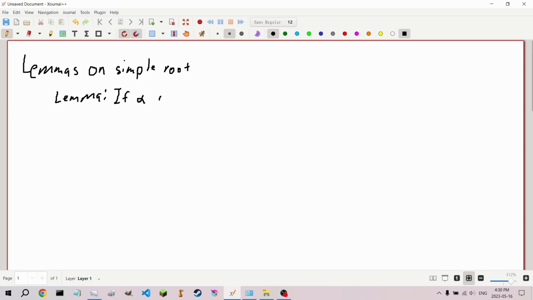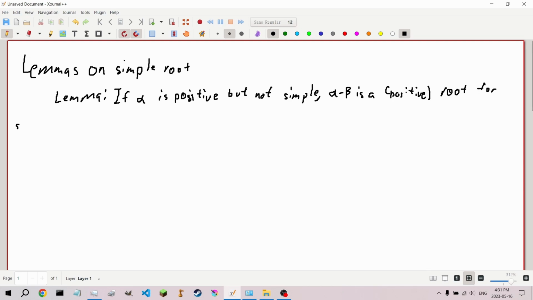If alpha is positive but not simple, then alpha minus beta is a positive root, actually, for some beta in our basis. Proof.